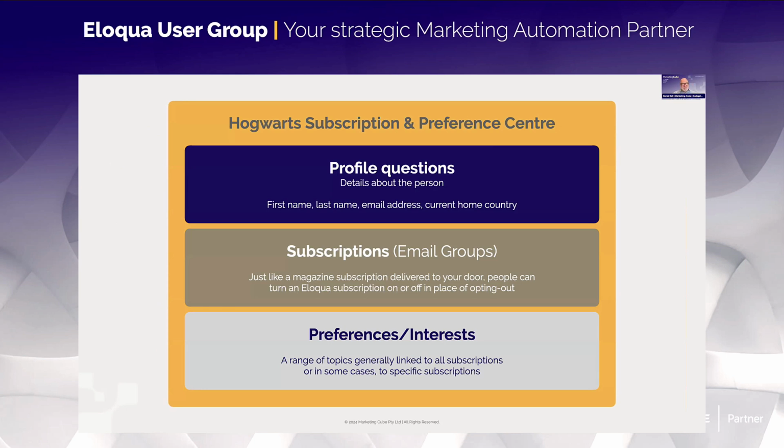I use the Hogwarts example again to continue that analogy. So Hogwarts may have 3 different sections. First of all, profile questions, a little bit of detail about the person, who they are, maybe where they're from, just that core profile information. Then you may move to subscriptions where you offer them specific things, whether it's newsletters, events, or webinars, whatever works in your world. And then their preferences and their interests.